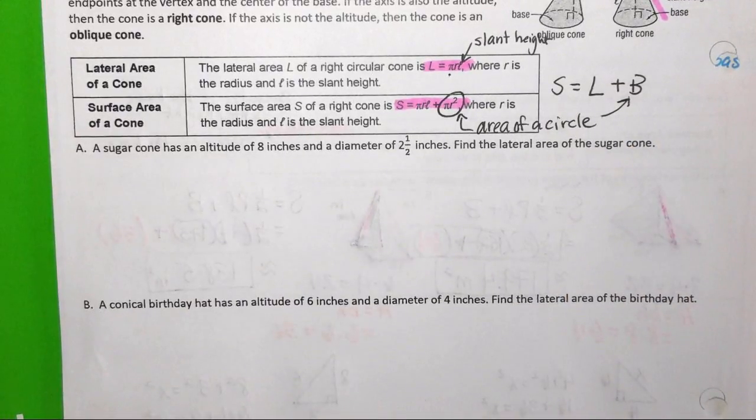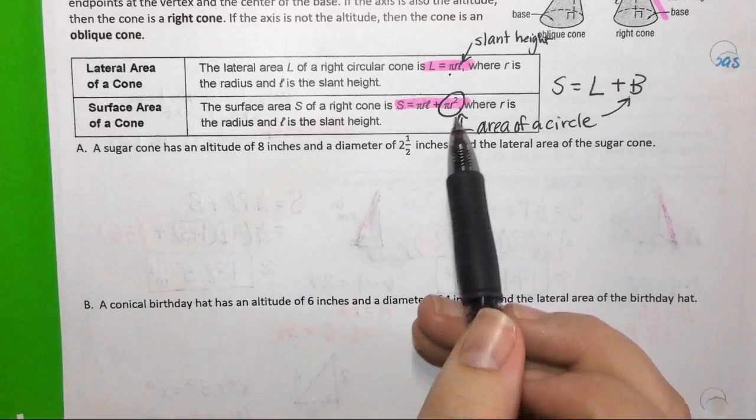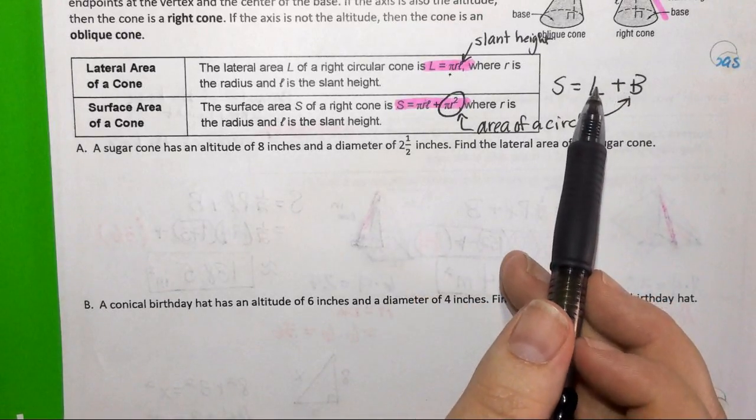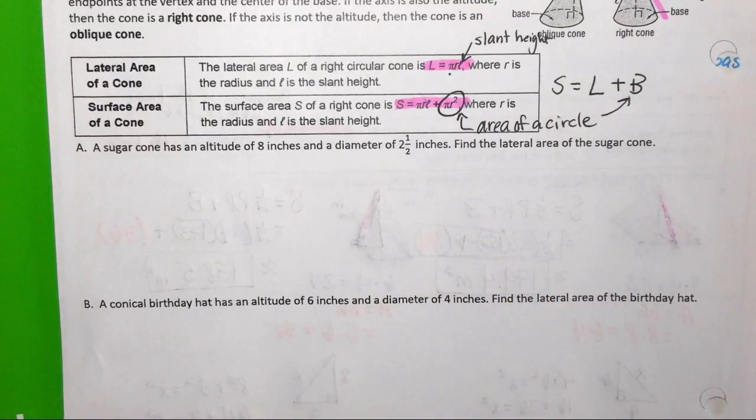So it's not like we're going crazy and inventing a whole new formula. It's still in the same realm. And just like with pyramids, we're only finding the area of the base. It's not 2B, because there aren't two bases. There's only the one base.